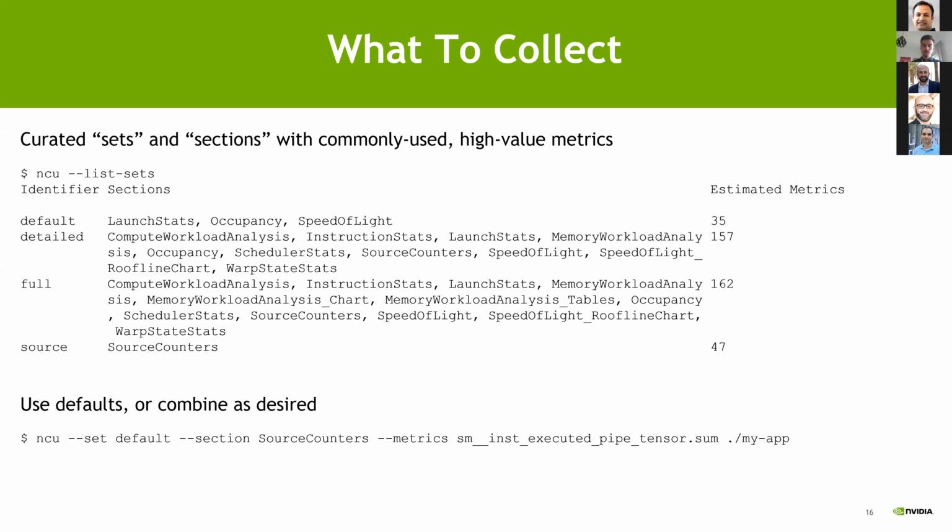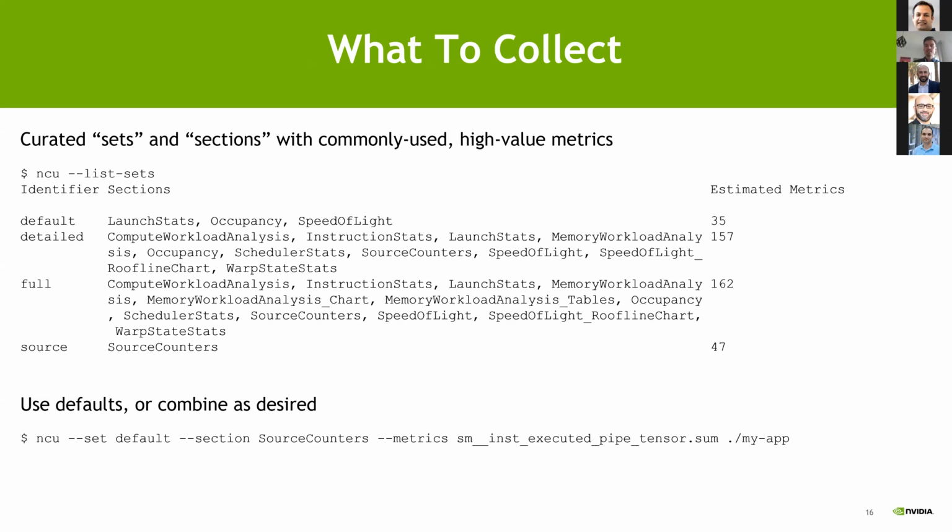And a section is a kind of logical domain, for example, very high-level speed of light, or compute analysis, memory workload analysis, warp scheduler analysis, occupancy. Those are different sections that we provide. And in each section, we have a few metrics that map to this logical domain and that we think make sense to collect together. And to make the process even a little bit easier, we decided to use what are called sets of sections. So sets in this case, in the example here, are default, detailed, full, or source.